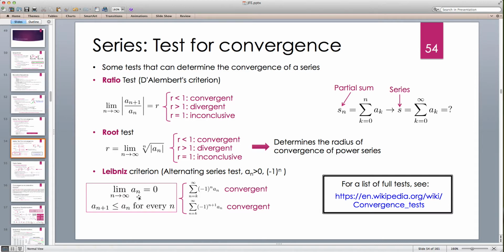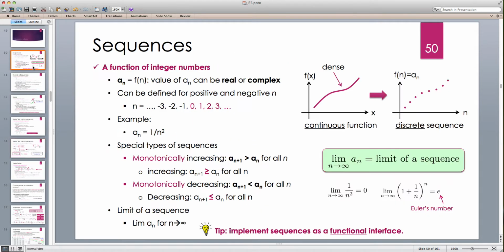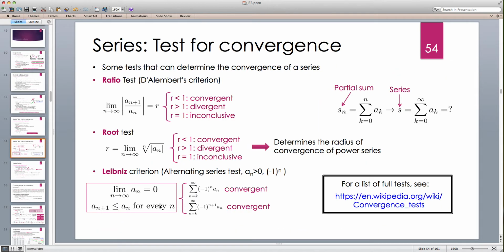So if an is positive, goes to 0, and it's a decreasing sequence by our definition here, which means it never goes up, it either stays the same or goes down for every n, then a partial sum, which has an alternating sequence (-1)^n an or (-1)^(n+1) an, is guaranteed to converge.